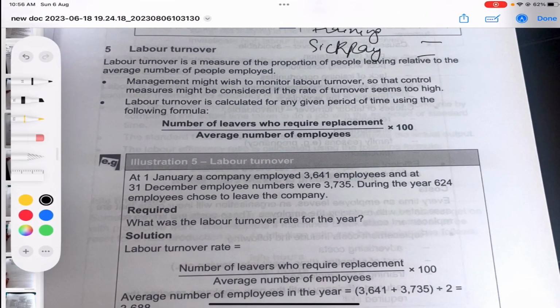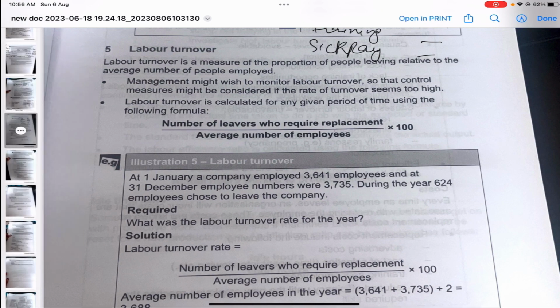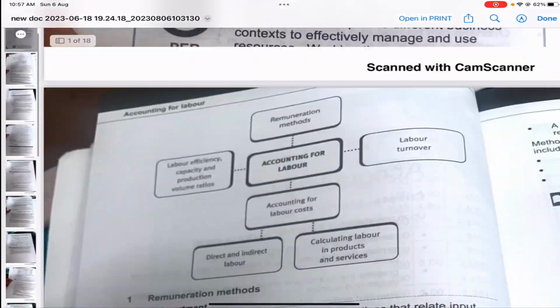Moving on, we have the labor turnover. Now this is a ratio. Labor turnover. So what is turnover? Turnover is when labor is leaving your firm, is quitting the jobs. So labor turnover is the measure of the proportion of the people who are leaving relative to the average number of people employed. So how do you find that?